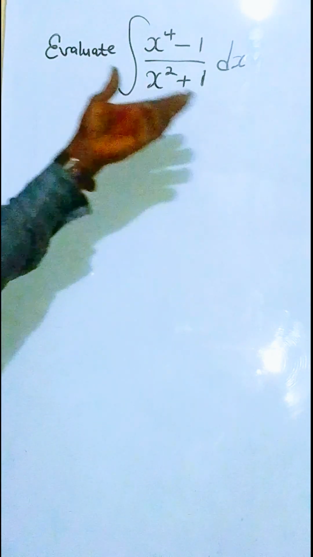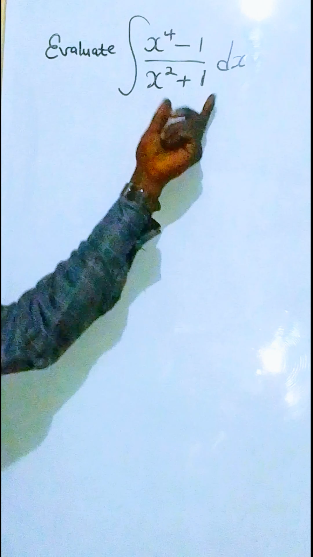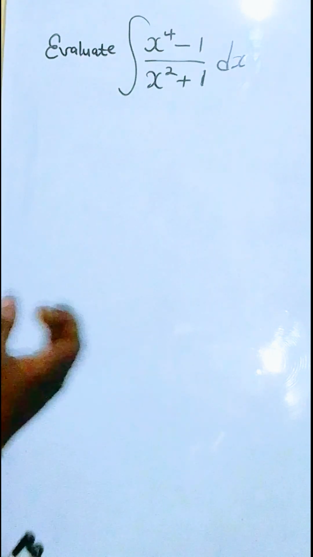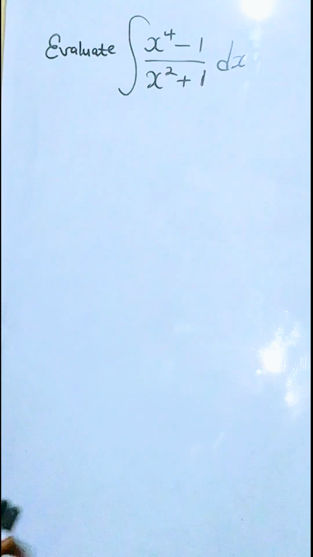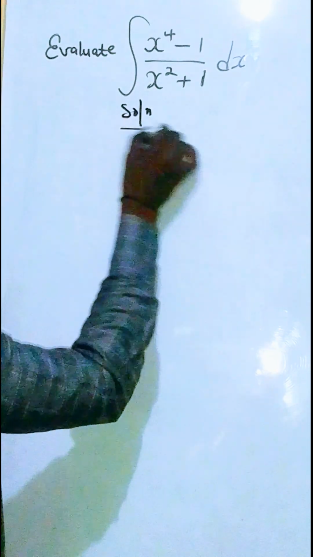We are asked to integrate this. For us to be able to integrate this, we've got to simplify it first. After simplifying, we'll get the simple form of it. Then we integrate that to get the final answer. So let's do that quickly. So we have the solution here.